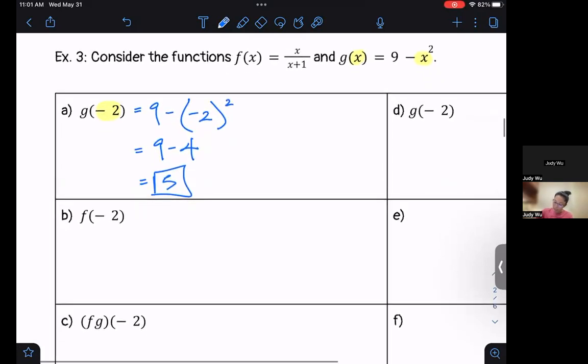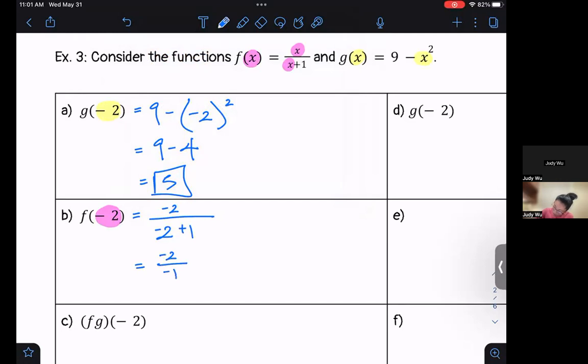All right, well, let's find f of -2. Everywhere we see the x, we're going to replace that with a -2. So -2 over -2 plus 1, which equals -2 over -1, and a negative divided by a negative gives us a positive 2.